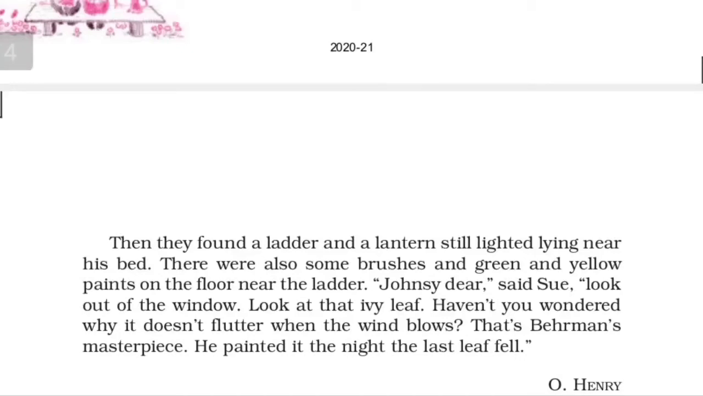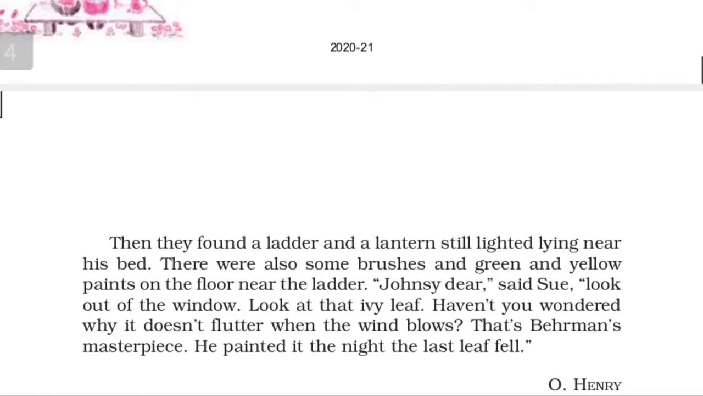Johnsy dear, said Sue, look out of the window. Look at the ivy leaf. Haven't you wondered why it doesn't flutter when the wind blows? That's Burman's masterpiece. He painted it in the night. The last leaf fell.